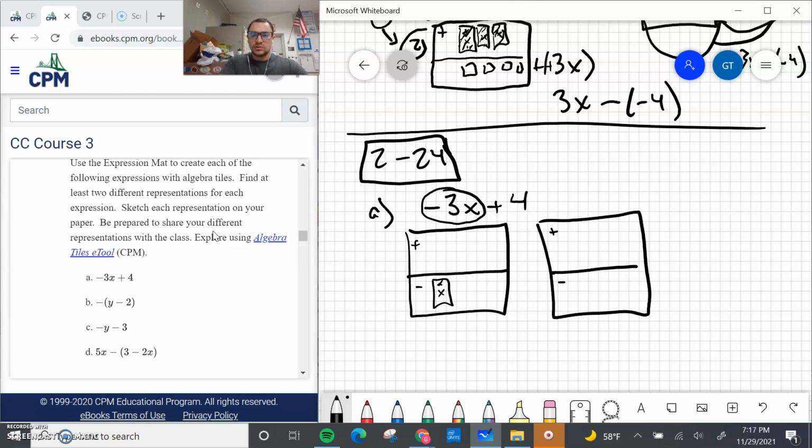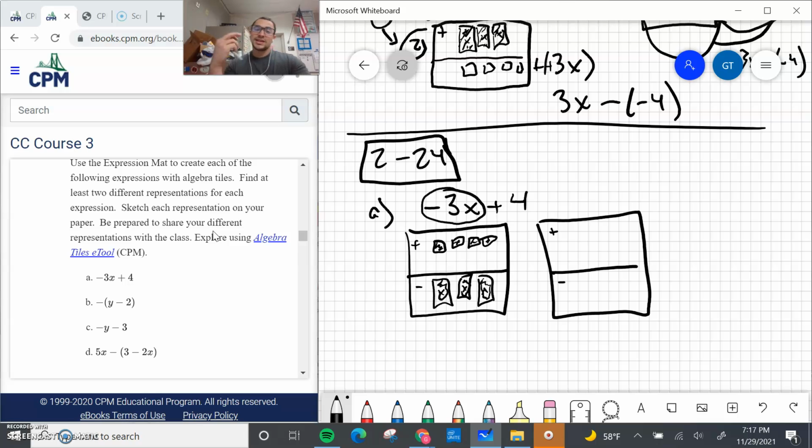So that's 1, 2, x is shaded, and 3, x is shaded. And that makes it negative 3 x's, positive 4. And I'm going to shade 1, 2, 3, 4.